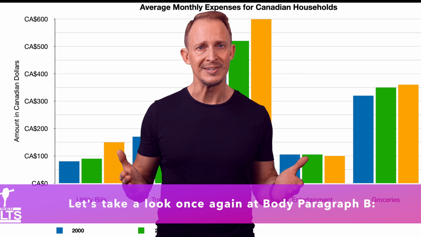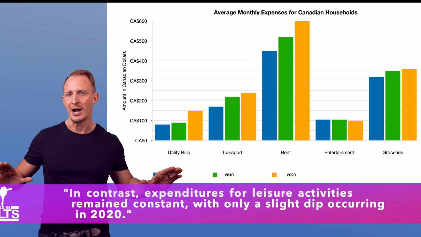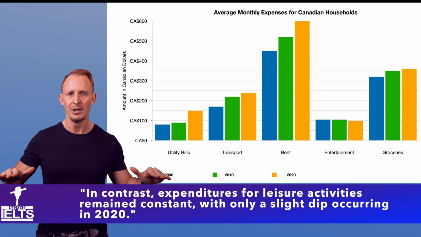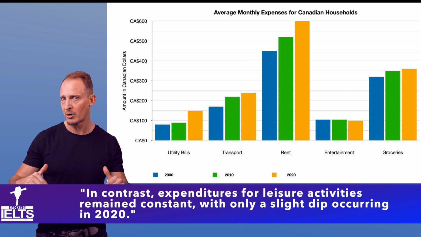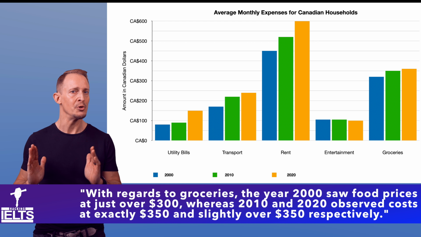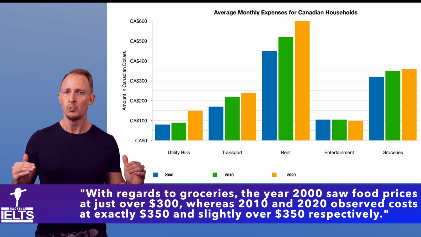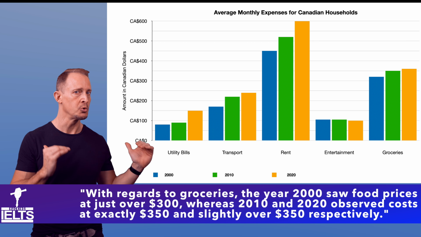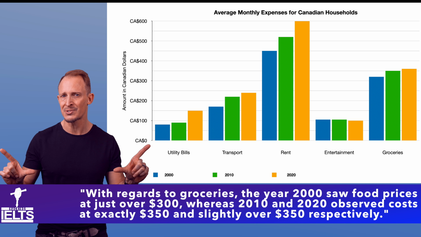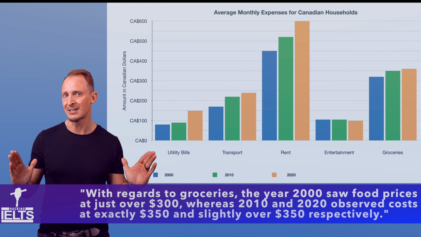Let's take a look once again at body paragraph B. In contrast, expenditures for leisure activities remain constant, with only a slight dip occurring in 2020. With regards to groceries, the year 2000 saw food prices at just over $300, whereas 2010 and 2020 observed costs at exactly $350 and slightly over $350, respectively.